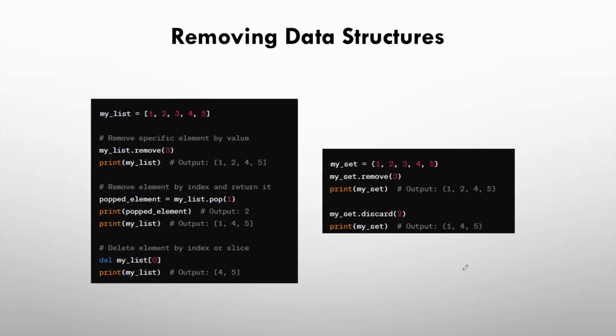Removing data is similar, but instead of add, we now have the dot remove syntax. So similarly here, my list dot remove, and I want to remove the element 3. So I write 3 here, and now my output doesn't have 3 in it when I print my list again.